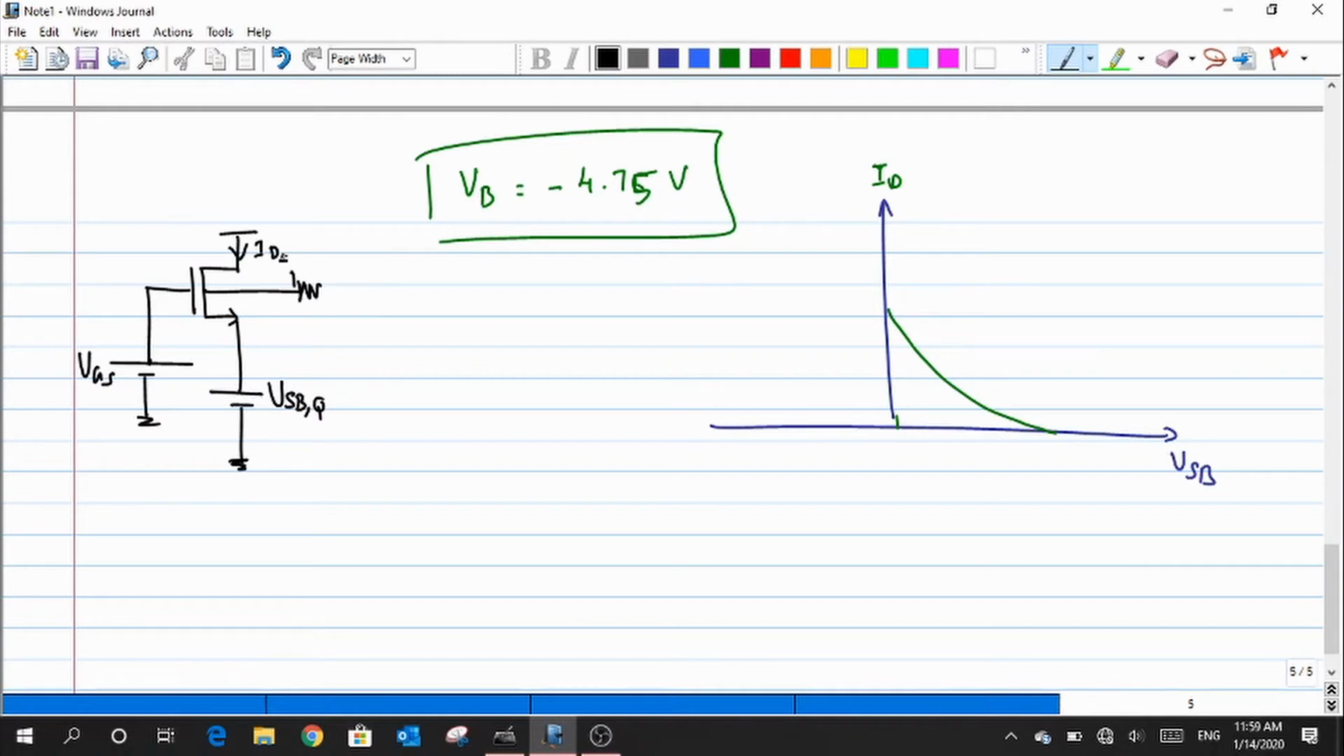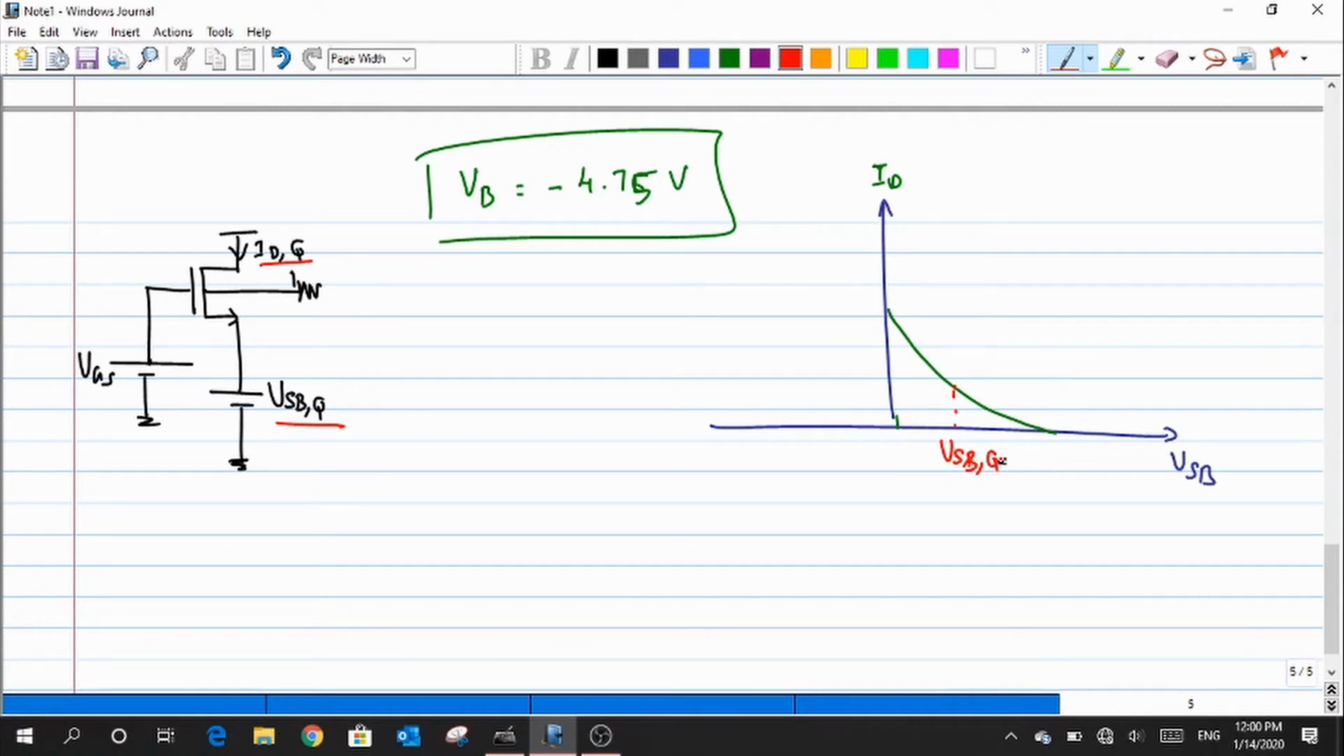Okay. So currently I will mark it as Q just because I'm fixing the bias voltage for the VSB. Now these two points, that is IDQ and VSBQ, could be marked on this particular graph. So let me choose this VSBQ somewhere here. Let us fix it here, and this would mark my Q point of the device.